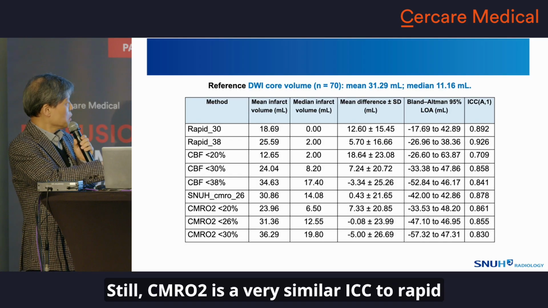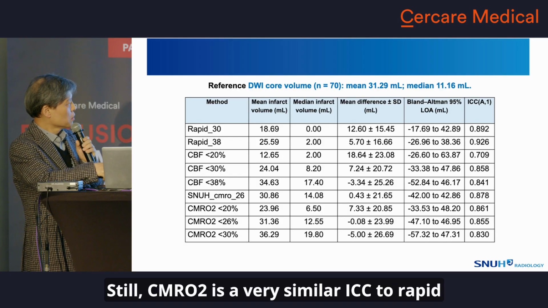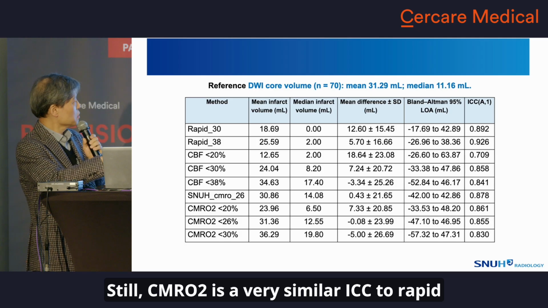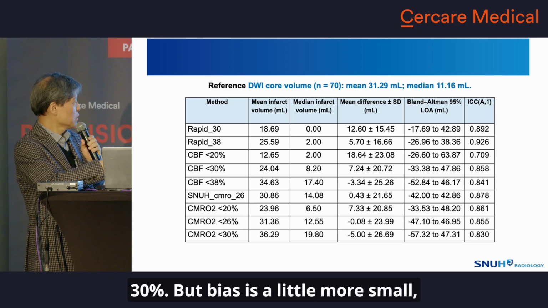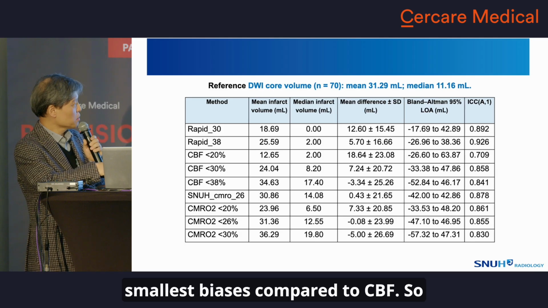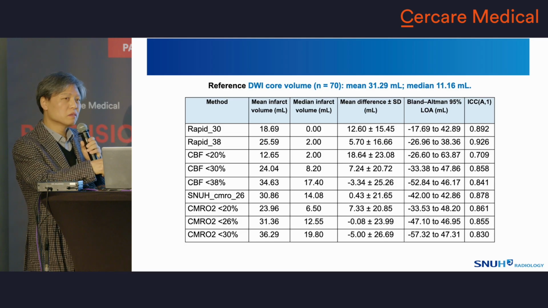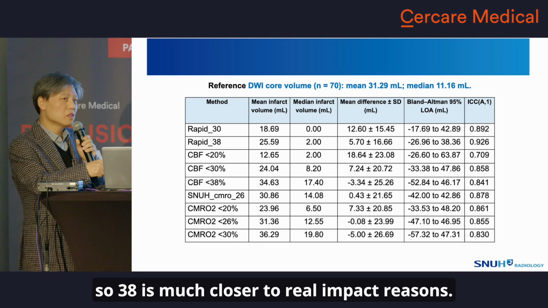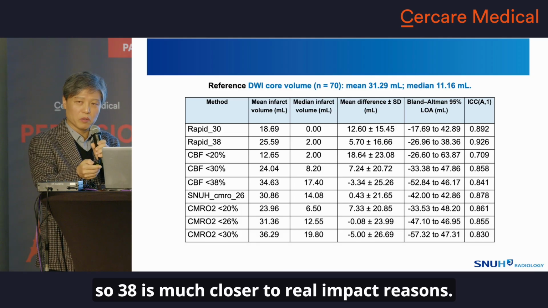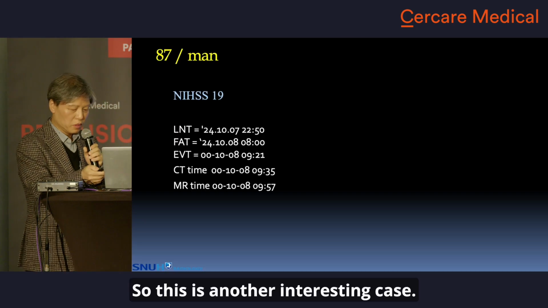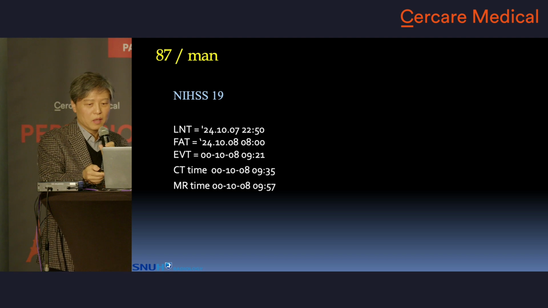Still, CMRO₂ has a very similar ICC to RAPID 30%, but the bias is smallest compared to CVF. So CVF 30% RAPID programs still underestimate. So 26 is much closer to the real infarct volumes. This is another interesting case.